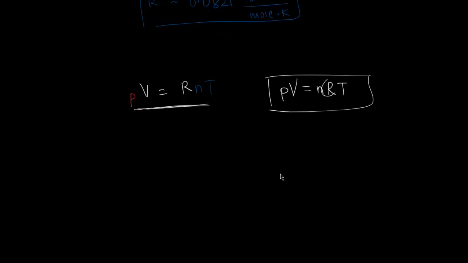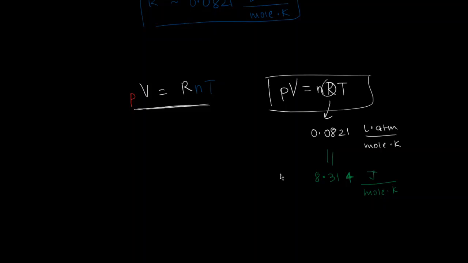Here, the value of R, what we have just derived from the example, is 0.0821 liters atmosphere divided by moles per Kelvin. There are some other representations of it. You might see this unit, 8.314 joules per mole Kelvin. This is just the same.